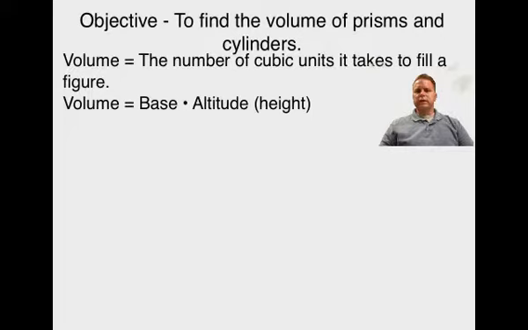Our objective today is to find the volume of prisms and cylinders. Volume is equal to the number of cubic units it takes to fill a figure. So imagine filling up a can of soda or a box with peanuts or something like that. Now volume is equal to the base times the altitude, which is the height. So V is equal to B times altitude. Base times altitude. And V is equal to volume.